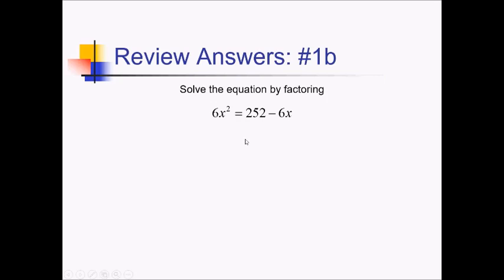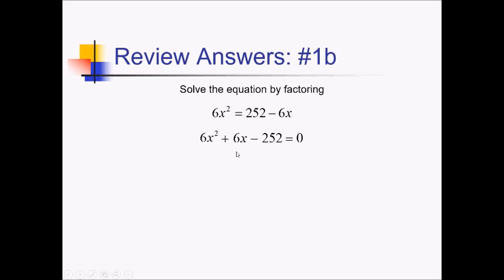To solve this equation by factoring, let's start by getting everything on one side. So I'll leave the 6x squared where it is. Let me add the 6x to get it over to the left. And then let me subtract the 252 to get it over there. So now we've got 0 on the other side.